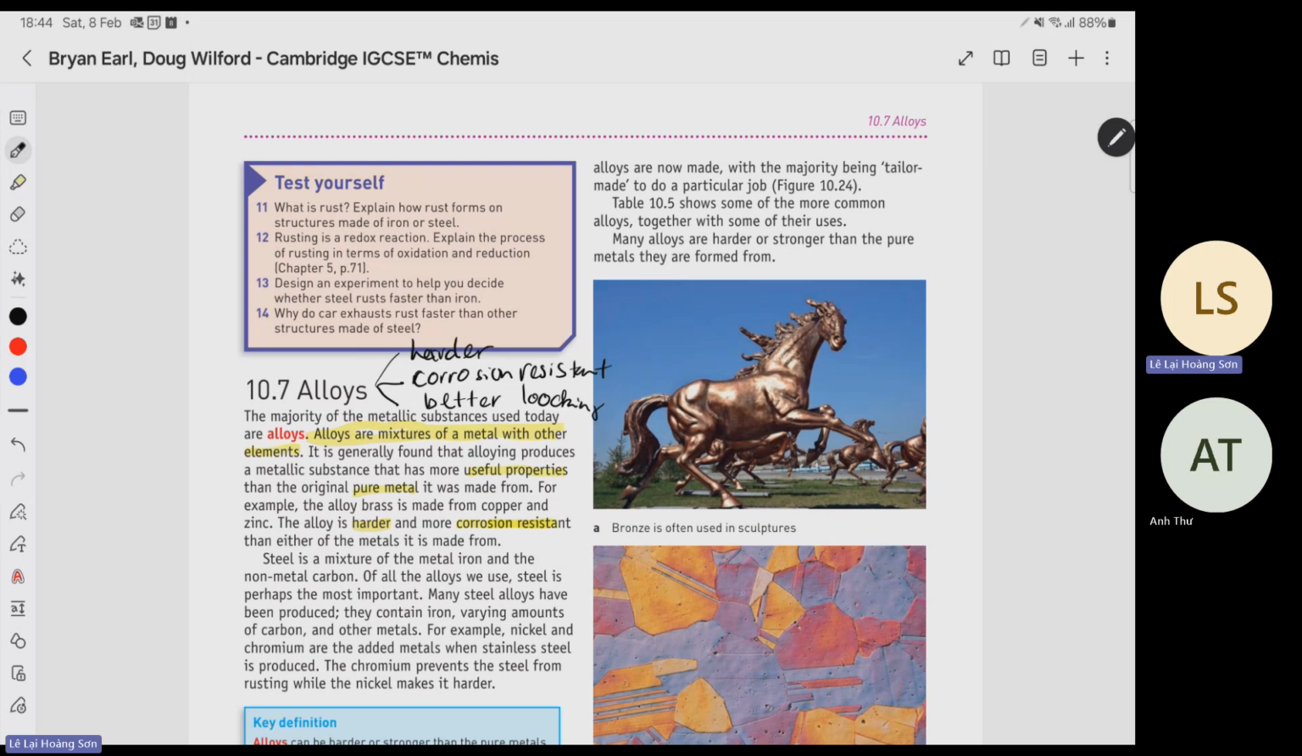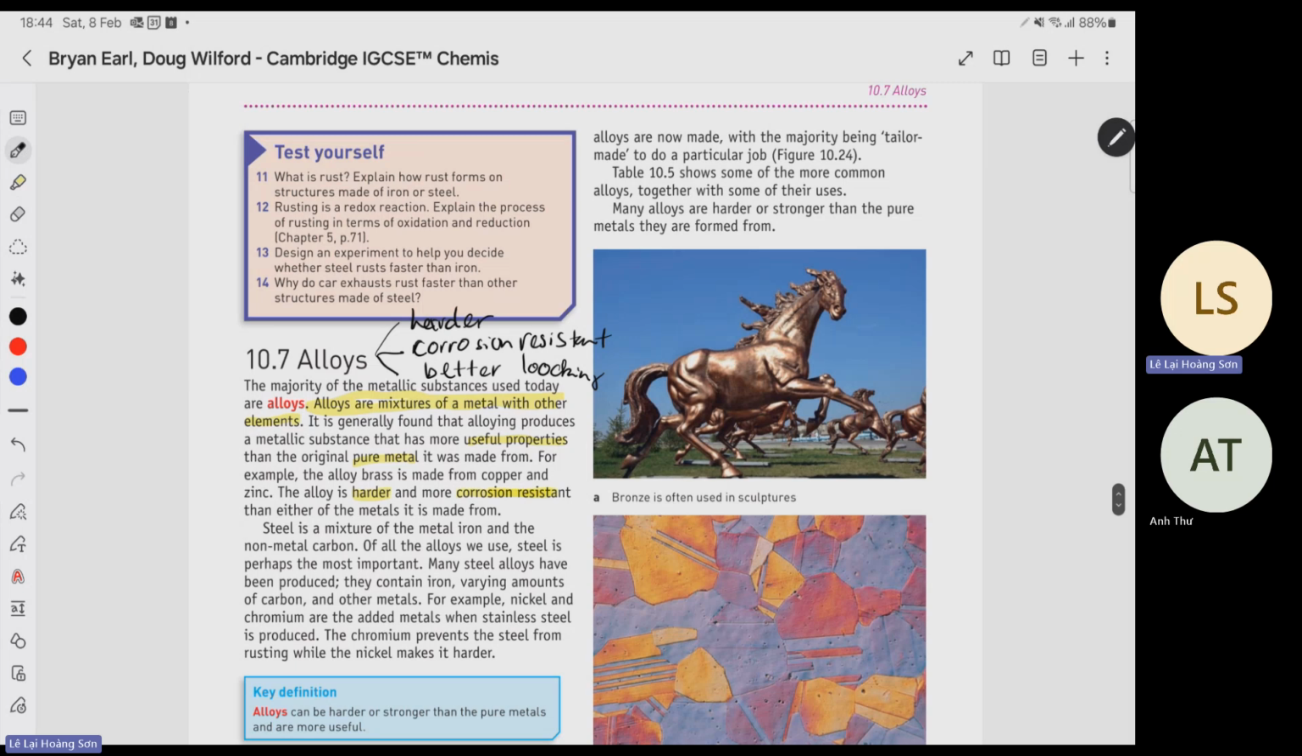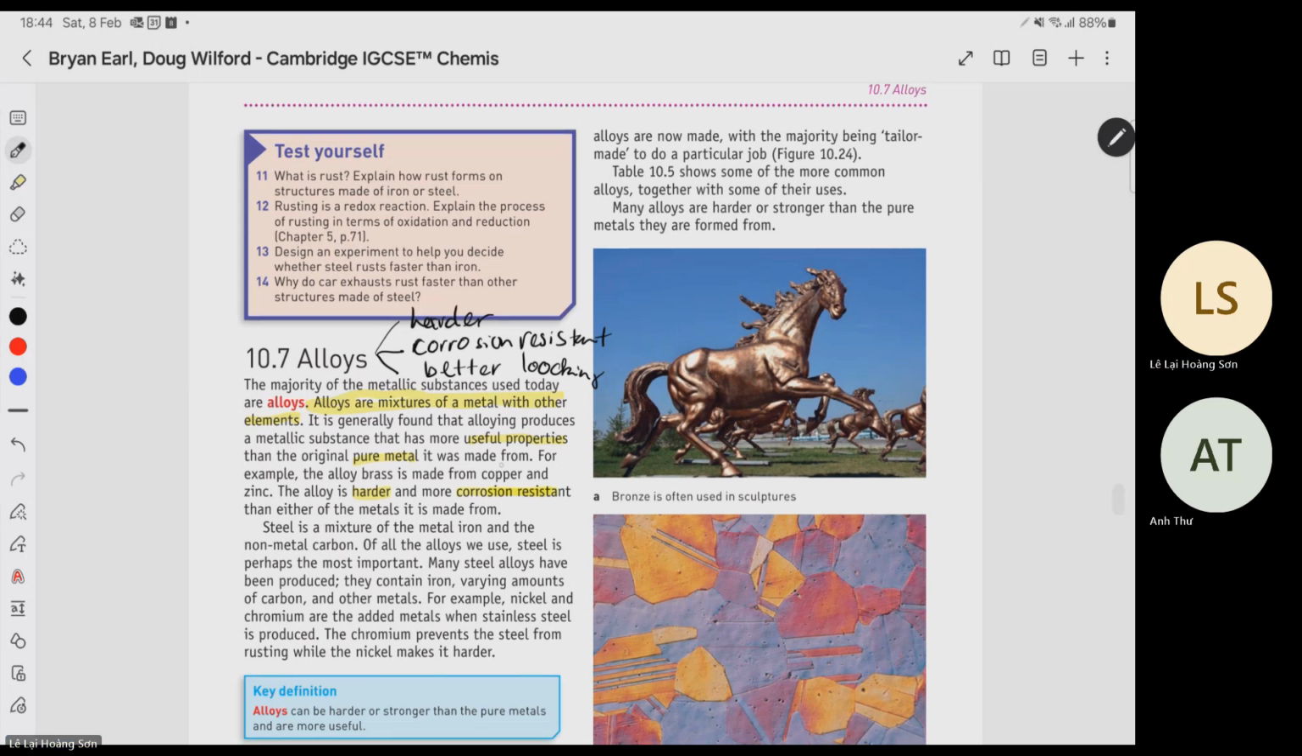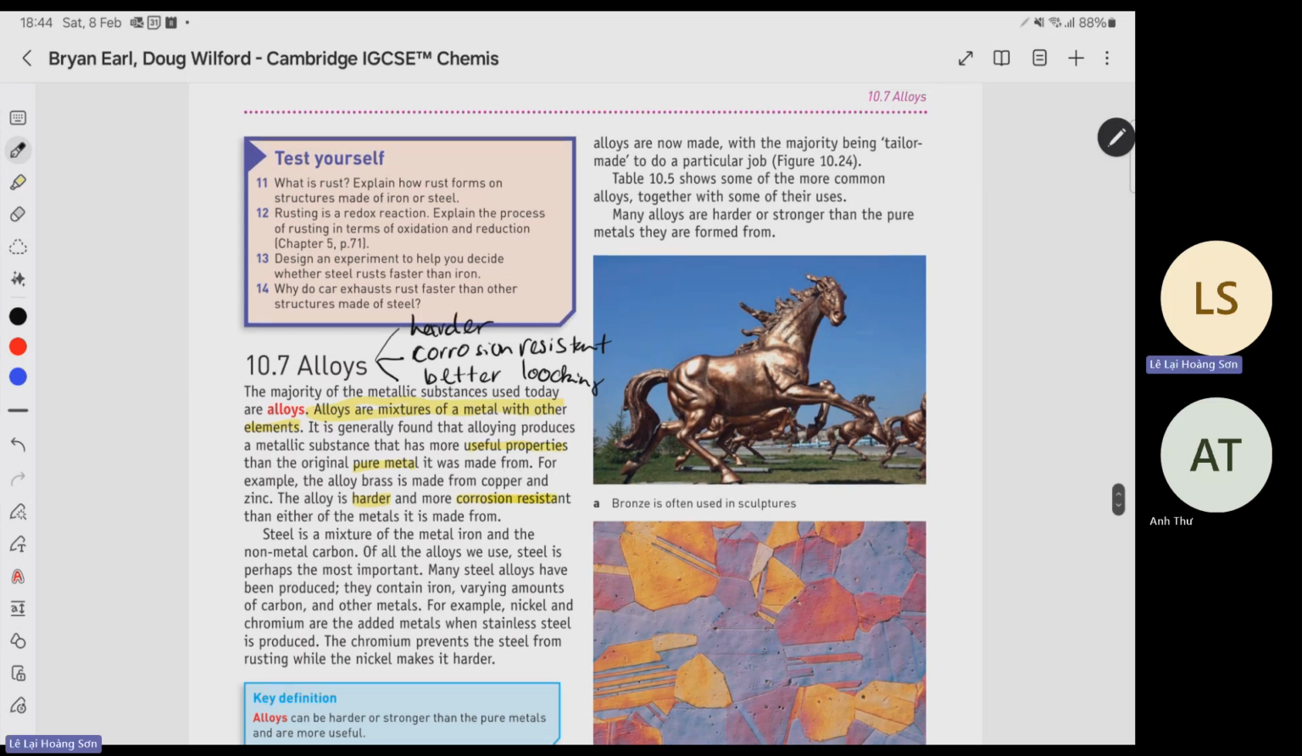All right, we're going to have some examples over here. So we have brass. Brass is actually the alloy of copper and zinc. My bad. You have the alloy brass, the mixture of copper and zinc, and that one is actually harder than copper itself, and it's going to be more corrosion resistant. Brass: harder, more corrosion resistant.